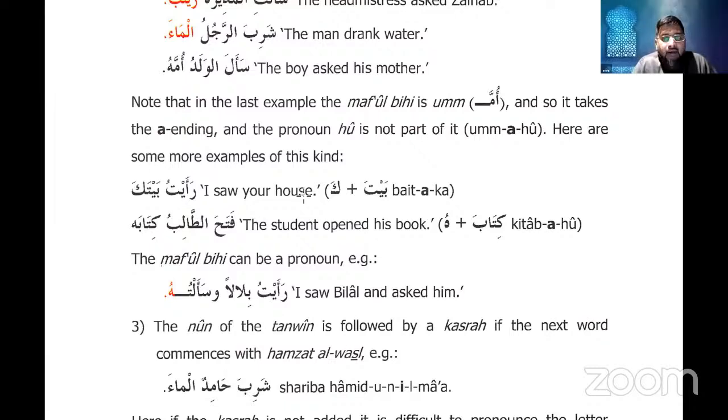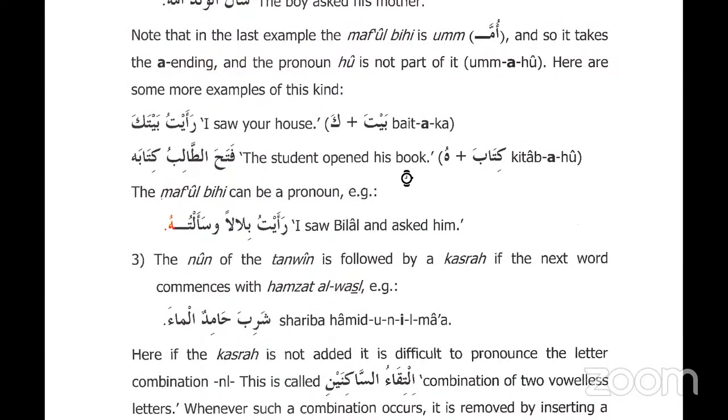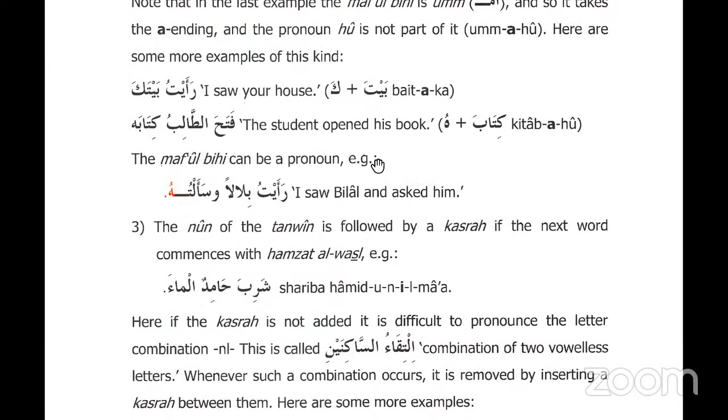But baitan, now it is Ra'aytu baita. If it was just the word bait, I saw a house, it would be ra'aytu baitan. But because of mudaf, mudaf ilayh, baituka becomes baitaka. Okay. Fataha talibu kitabahu. The student opened his book. Kitaba plus who, kitabahu. Otherwise, it will be Fataha talibu kitabu. But now, because it should end with fatha to make it mansub, we have to write kitabahu. Okay. Ra'aytu Bilalan wa sa'altuhu.